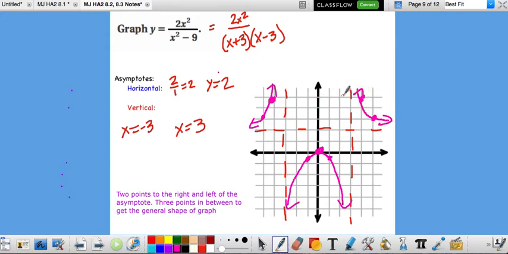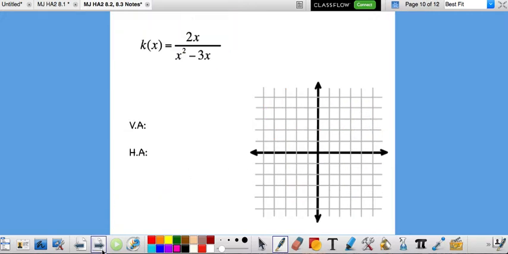And once again, we're just kind of sketching this out. So you don't have to get super technical on your bends and your turns. Just plot points and sketch out what it should look like. We're going to do one more. I know this video is getting kind of long, but I figured I'd just jam it all into one.